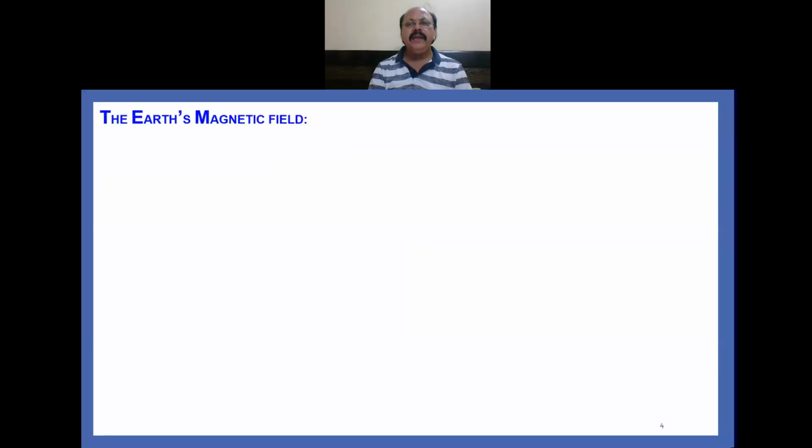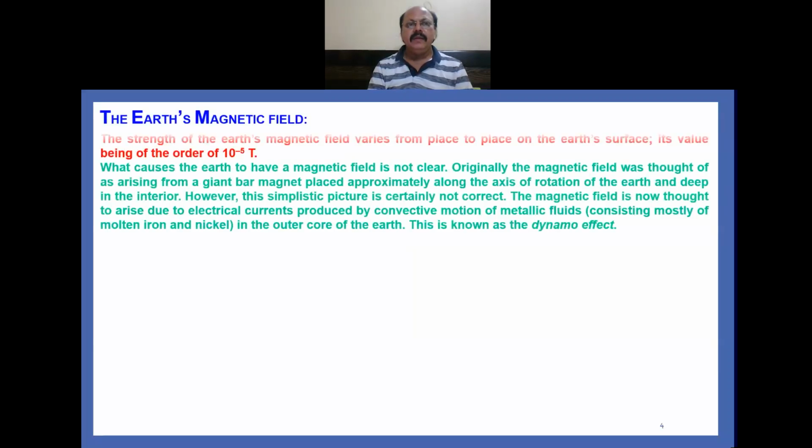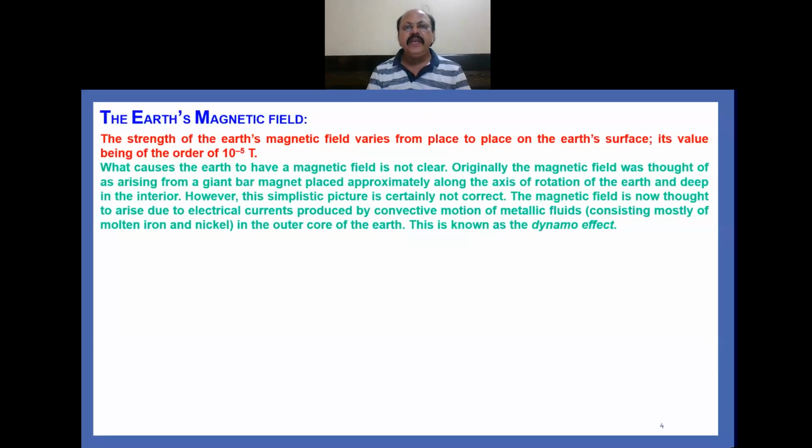Now, Earth's magnetic field. We assume that Earth is a huge magnet, and the strength of the Earth's magnetic field varies from place to place on the surface of Earth, and its value is of the order of 10 to the power minus 5 Tesla. So what is the basic cause of the Earth's magnetic field? Till now, the exact cause of the Earth's magnetic field is not known. It is yet to be established.